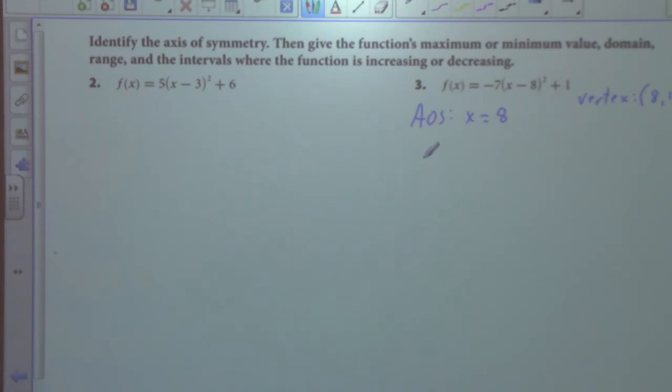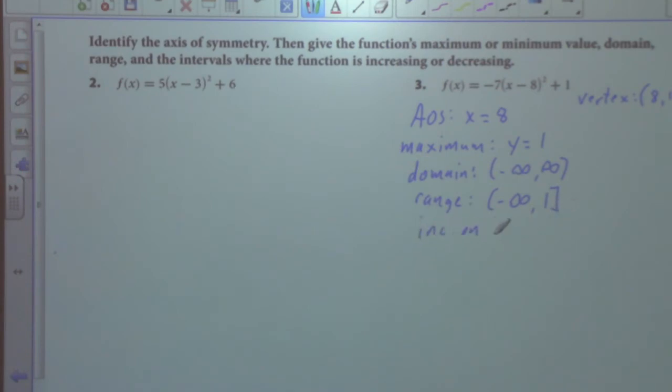Okay, next, maximum, minimum value. Maximum. y equals 1. Y is equal to 1. Is everybody okay with that? The domain is negative infinity to infinity. So domain, she says, negative infinity less than x less than infinity. Okay, range. I have negative infinity comma 1, and bracket. Okay. And increasing on what interval?